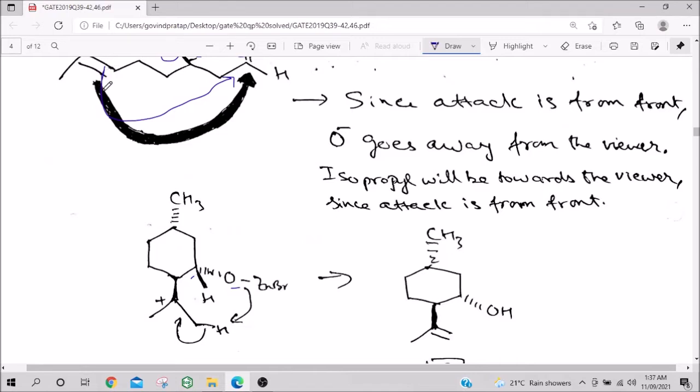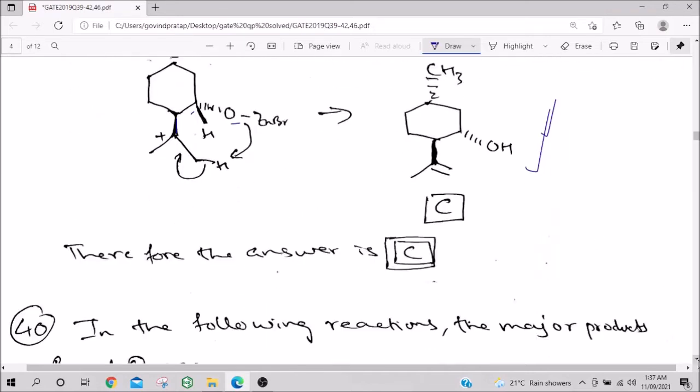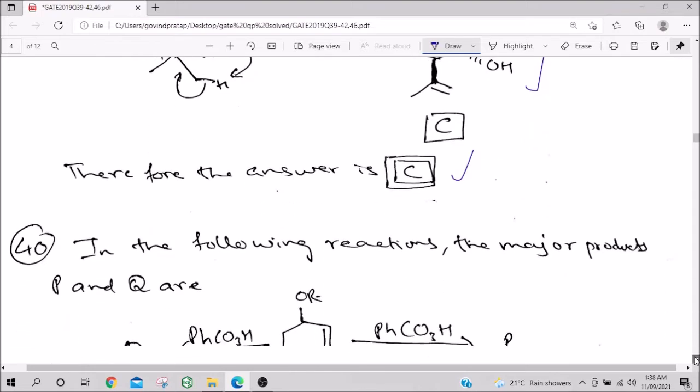You see this attack is happening from front, this is also front. So you are getting this product. So the answer is C, right? Moving on to the next question.